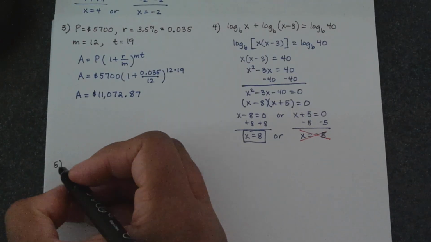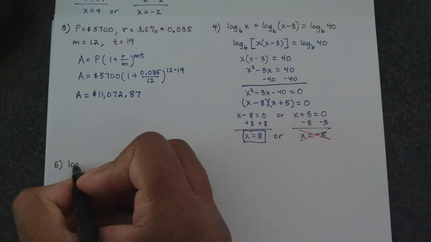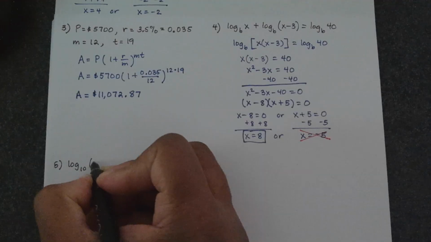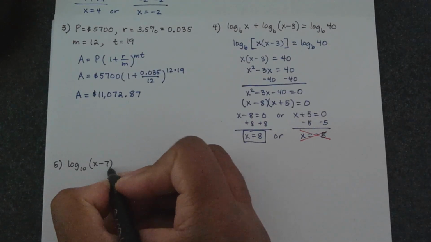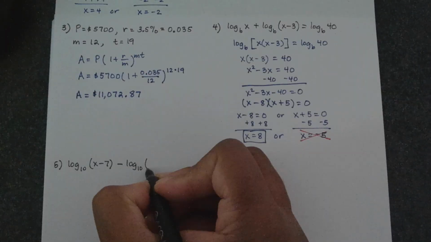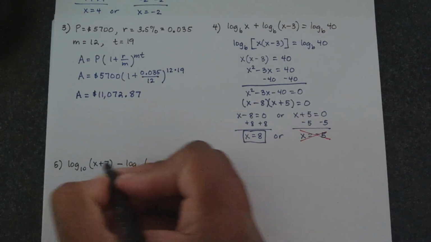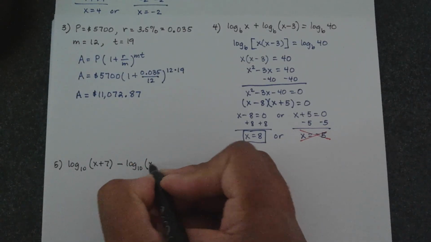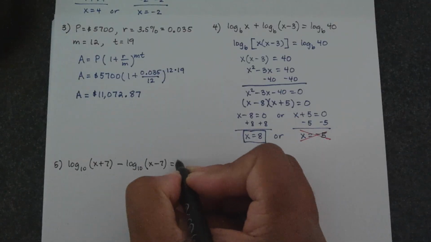Okay, number 5 is another logarithmic equation. Here we got log to the base 10 of x minus 7 minus log to the base 10 of x plus 7. The other one's log to the base 10 of x minus 7 is equal to 1.